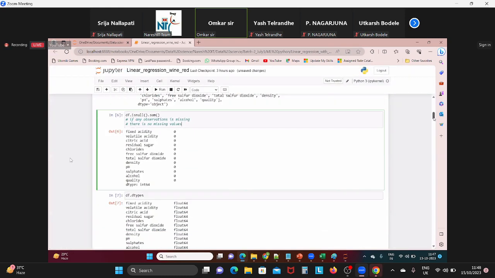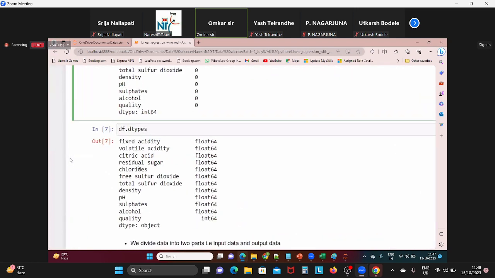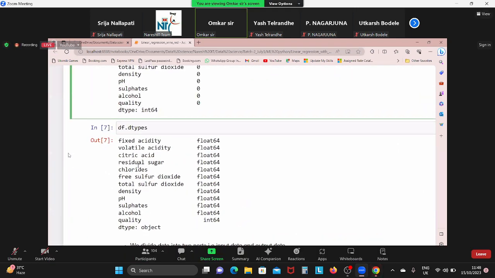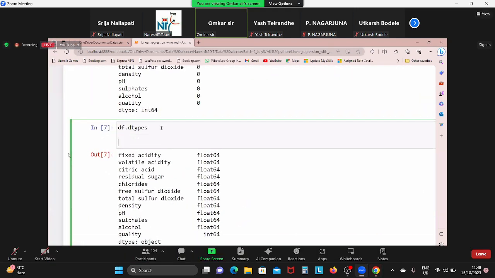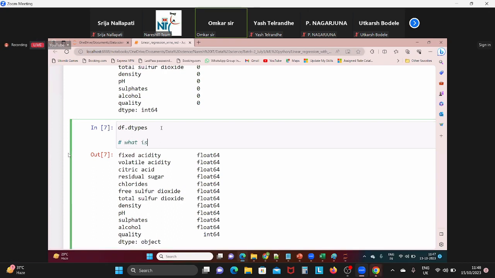Now this you tell me. D types. What is the meaning of D types? Types. Exactly, it is data types.